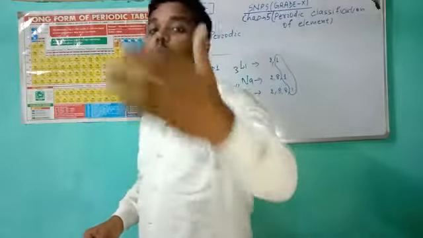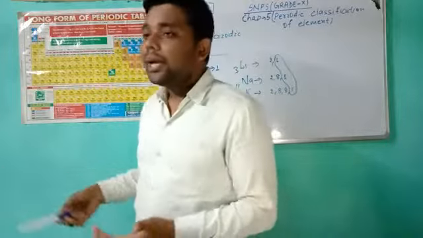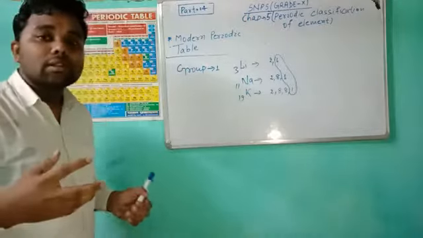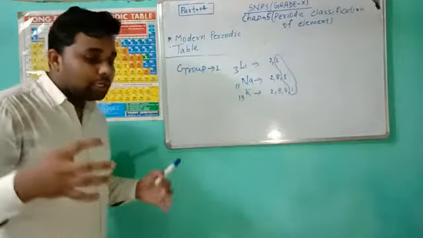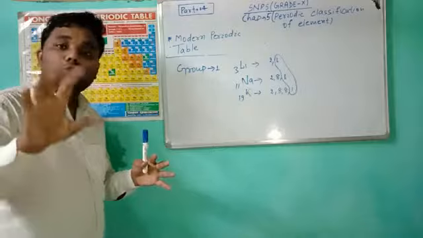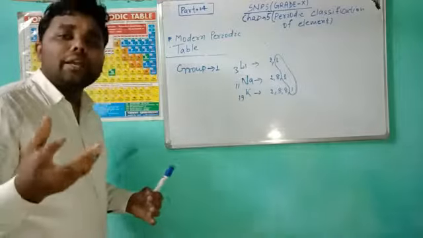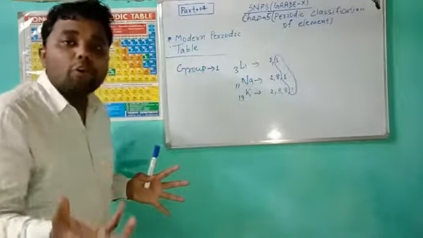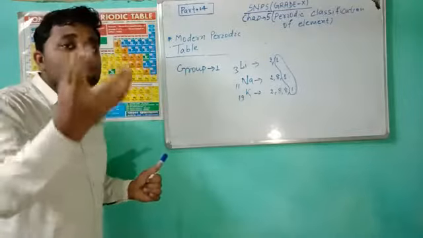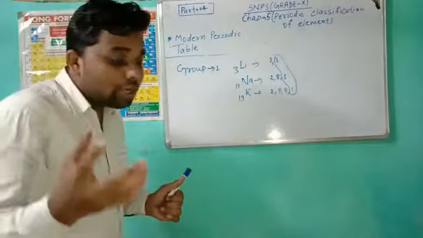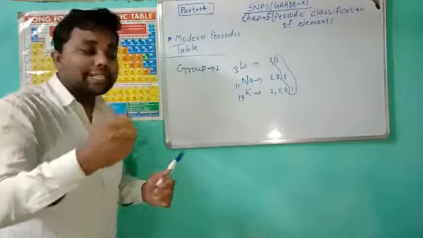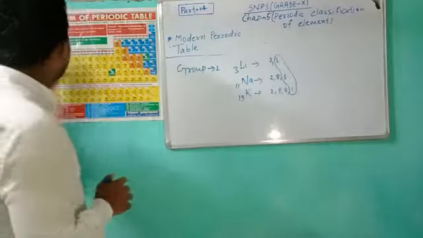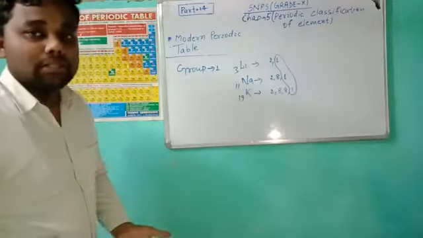alkali group, the alkali metals. Why are these called alkali? Because they form alkali. Why do they form alkali? They react with water and form the alkali, that is called a strong base, that can neutralize strong acids simply. So these are called alkali metals.